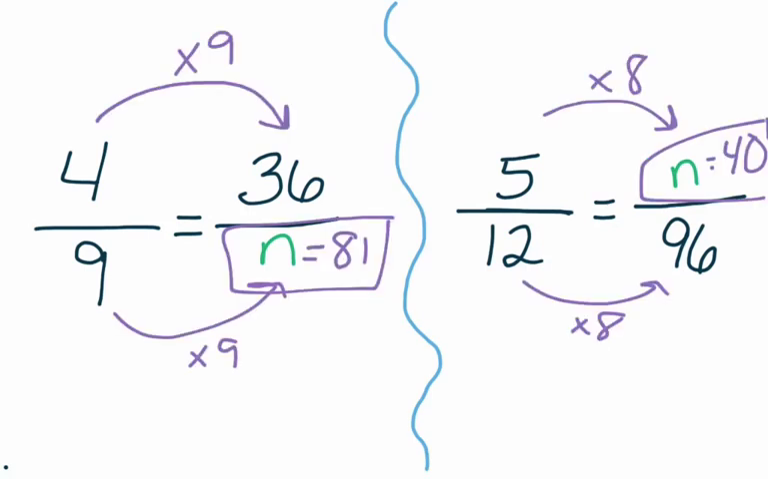Alright, so I got n equals 81 for the first problem, and n equals 40 for the second problem, and I used a horizontal solving method for both. How'd you do? Let's go on to the next topic.